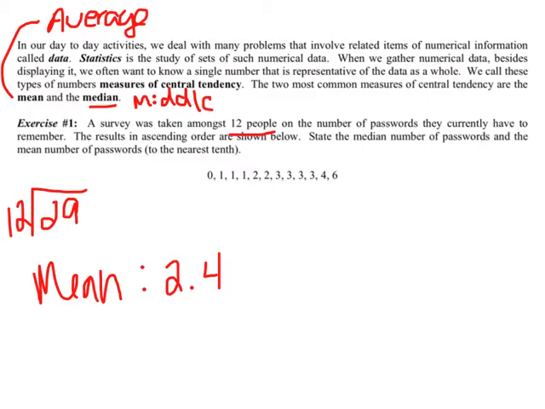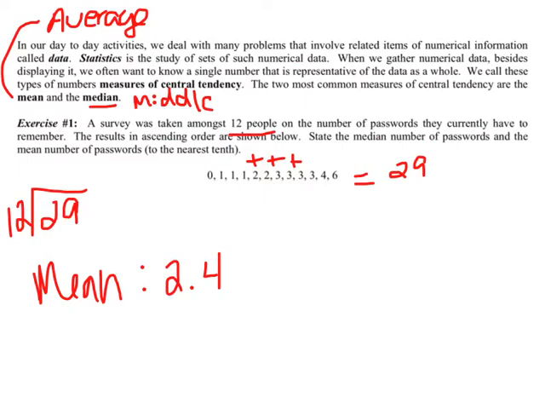Once again, the first thing you're going to do, add up all your numbers. Once you add them all up, you get an answer of 29. Then you divide by the number of people you have, which is 12, or the number of pieces of data you have, which is 12, and you get 2.4.